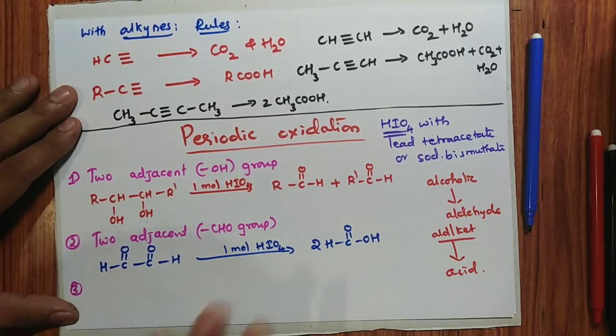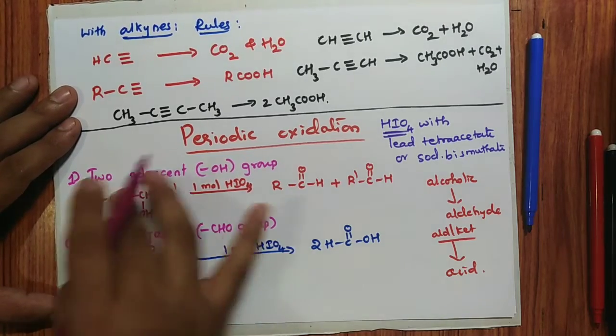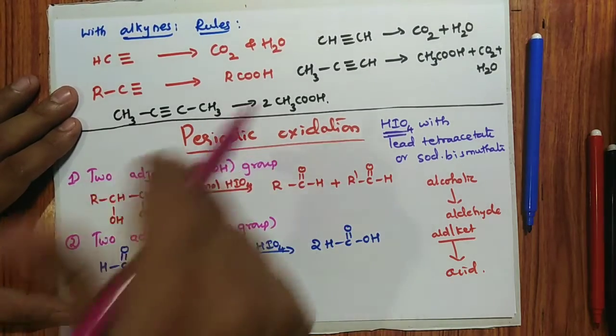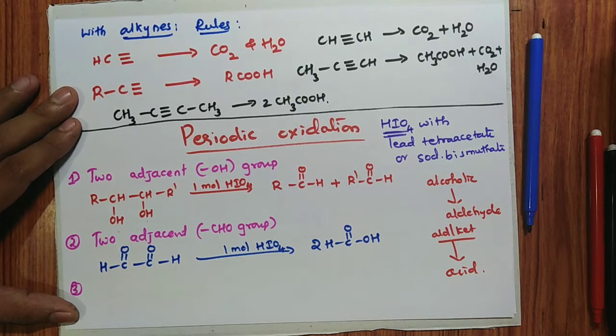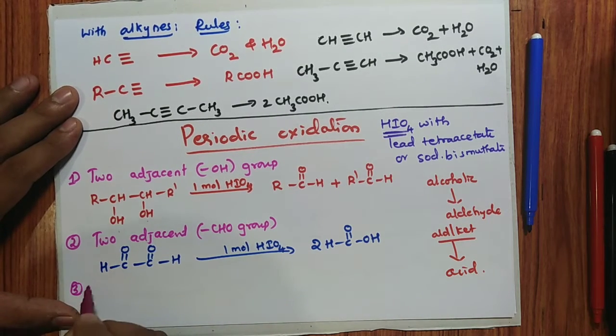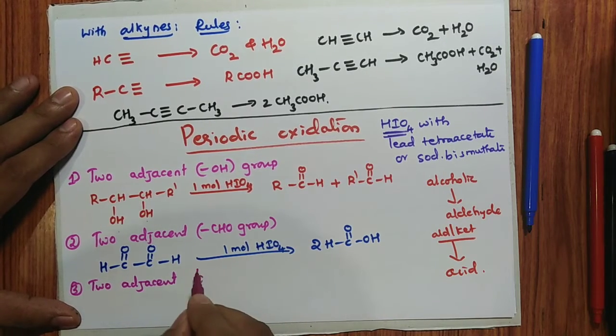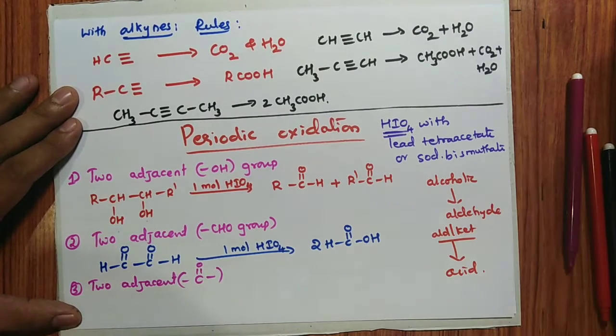Now you will see, I will give you the answer for all these questions. What happens if there are 2 adjacent OH groups, or 1 adjacent OH and 1 CHO? That also I will give you the answer. Now let us go to 2 adjacent C double bond O. So if a ketone group is there, what happens?